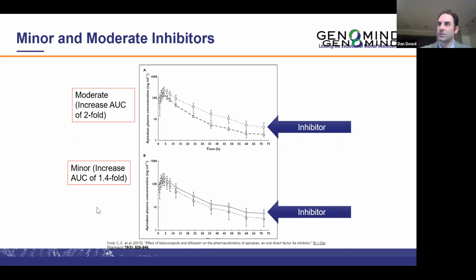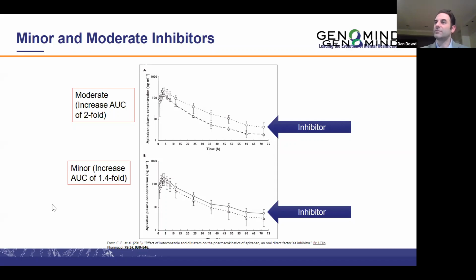And these definitions come from the FDA. The FDA defines a minor inhibitor as anything that causes less than a twofold increase in AUC. Moderate inhibitors cause a 2 to 5-fold increase. Major inhibitors cause a 5-fold or greater increase.